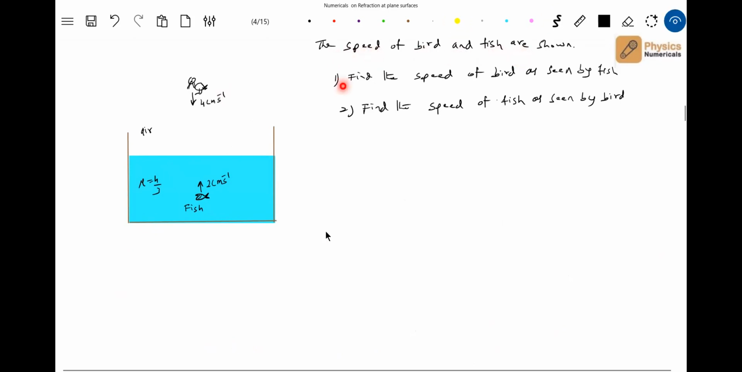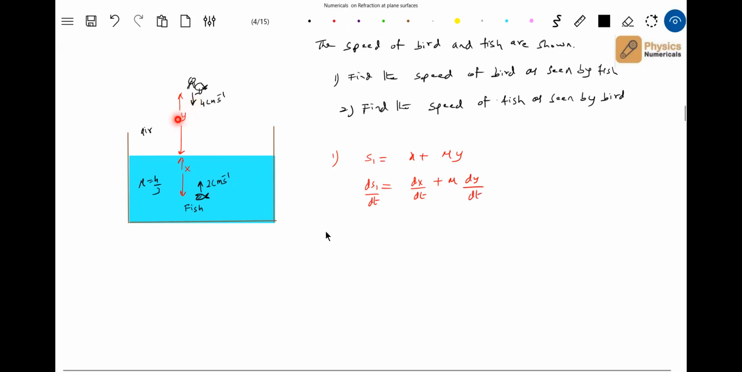The speeds of the bird and fish are as shown. Find the speed of the bird as seen by the fish, and the speed of the fish as seen by the bird. Now the boundary is at rest. The level of liquid in the tank remains the same. So the boundary is at rest, and now only these two are moving. So again our method will be the same, as we just discussed. First, like S1, find the speed of the bird as seen by the fish. The bird will see the fish at a distance; we differentiate this, plus mu dy by dt.